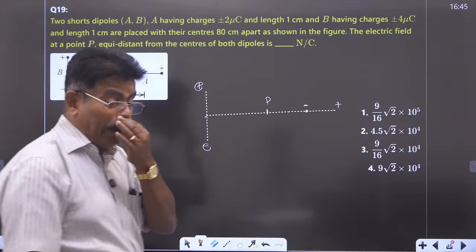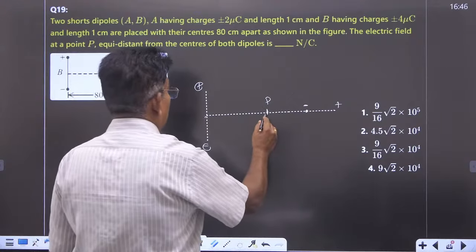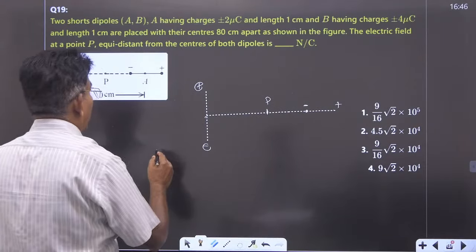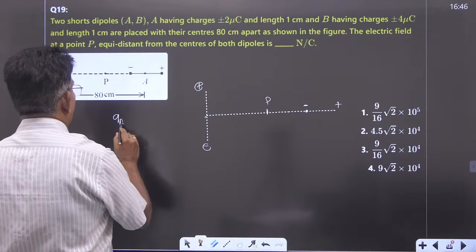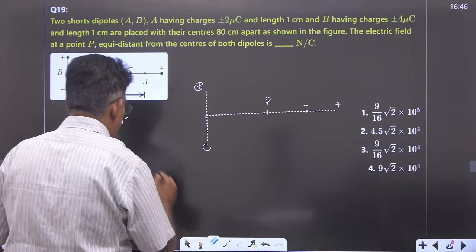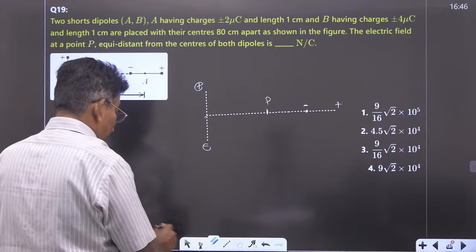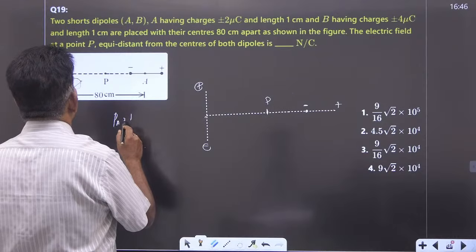Minus and plus. Now look, due to this dipole A, let me calculate the dipole moment of each. QA, dipole moment, I say dipole moment PA. PA is, no, they are different.